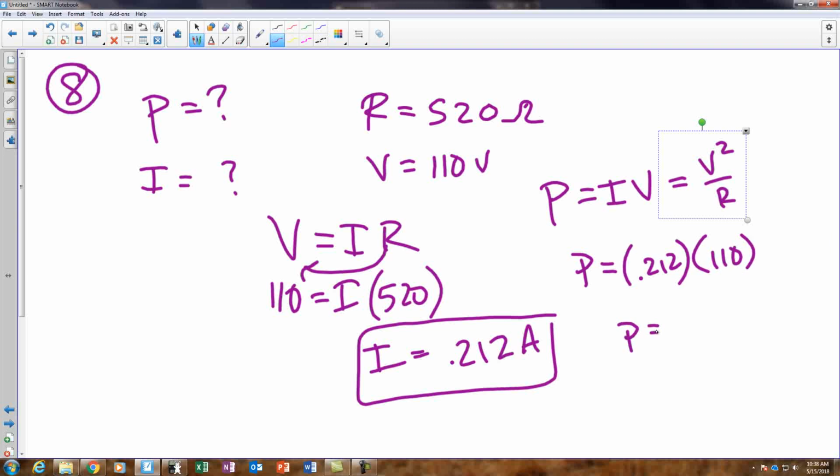And what is the power for our light bulb? 23.3? All right, so 23 watts, basically. Thank you very much.